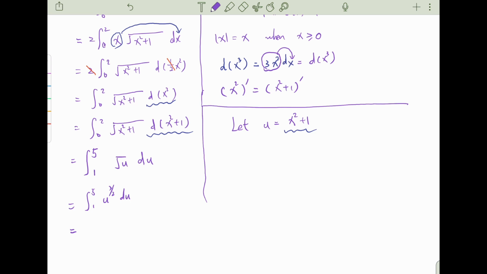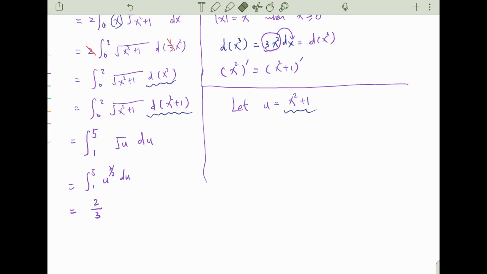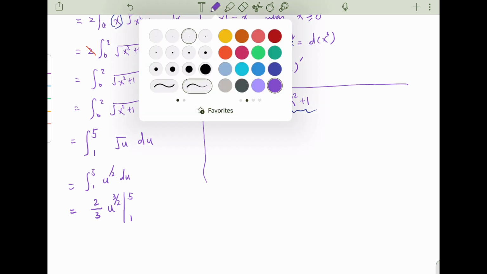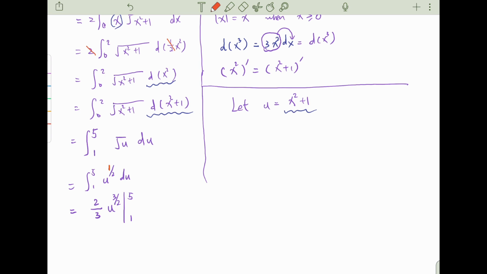That is, what is that? That is this 2 over 3 u to the 3 over 2. Oh, I made a mistake here. Is 1 over 2, no, 3 over 2. Here is 1 over 2.